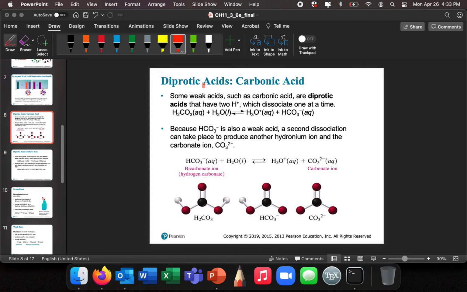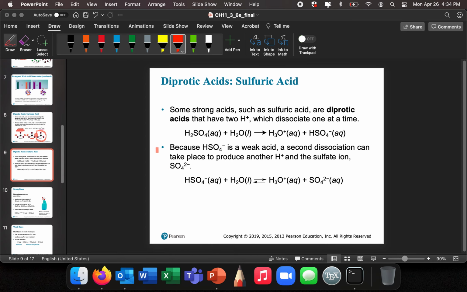I do want to talk about diprotic acids. Carbonic acid is a diprotic acid, and what that means is it has two H ions that can donate. When one of them goes, it still has one left. We call it hydrogen carbonate or bicarbonate, and that is the essence of baking soda, by the way. Sodium bicarbonate is that with a sodium ion associated with it. Now, if the other one gets donated, then it's called carbonate, CO3 2 minus. Another diprotic acid is sulfuric acid.